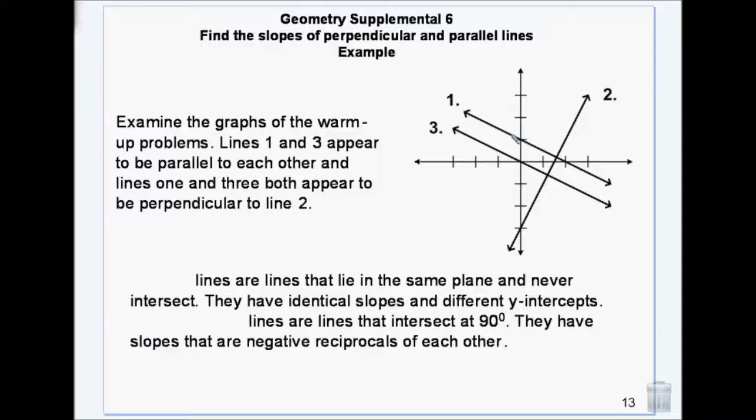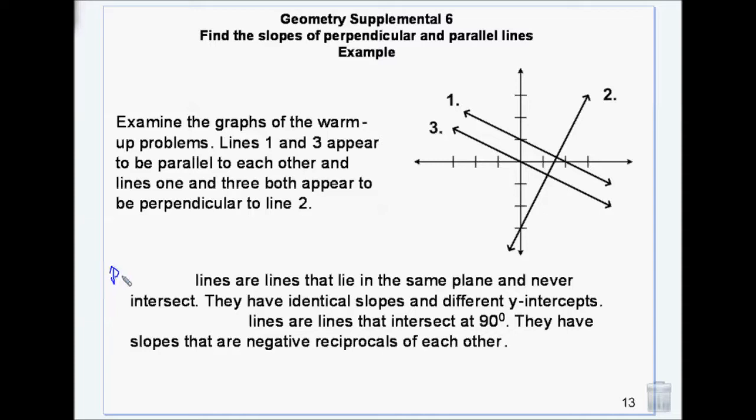Lines 1 and 3 appear to be parallel. And when I look at line 1 and 2, they look perpendicular, and line 3 and 2 look perpendicular. We need to figure out a way to tell for sure.